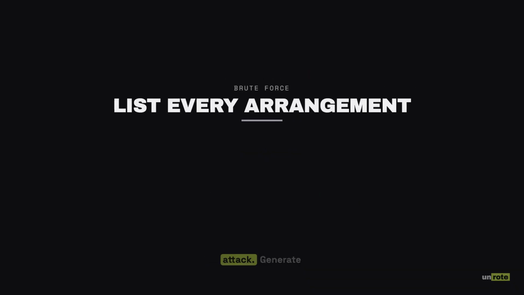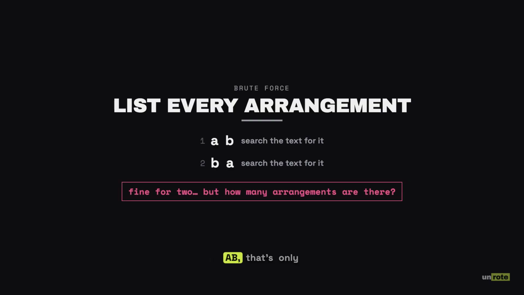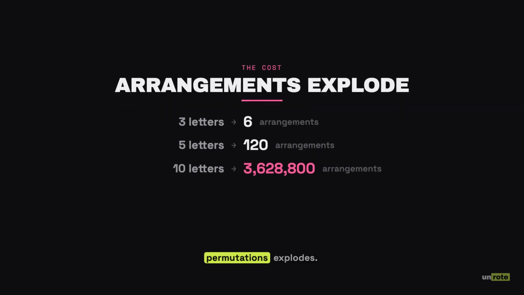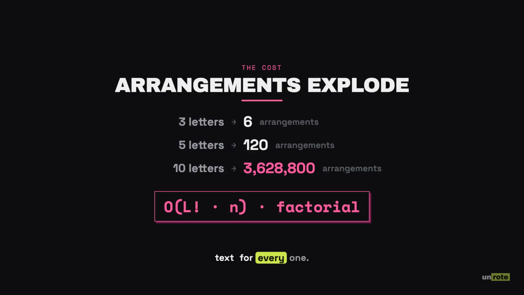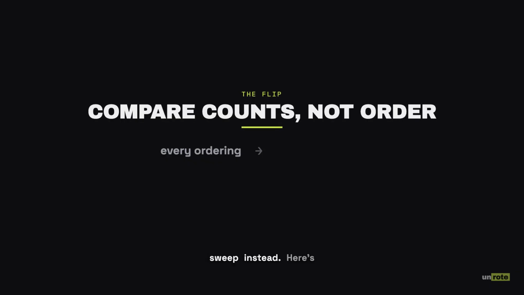So here's the obvious attack. Generate every permutation of the pattern, then search the text for each one as a substring. For AB, that's only two strings to look for. Spell them out, scan, done. But the number of permutations explodes. 3 letters give 6, 5 give 120. 10 letters give over 3 million arrangements, and you'd search the text for every one. That's factorial work, the worst kind. We want a single sweep instead.